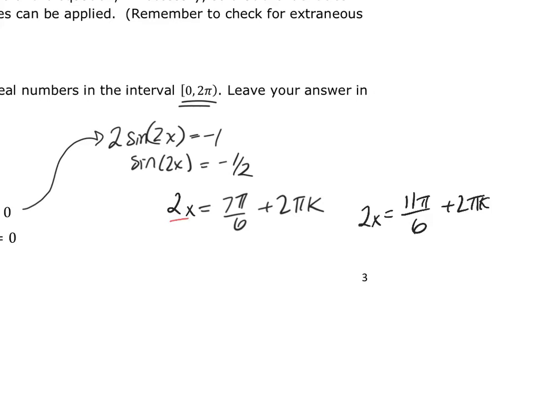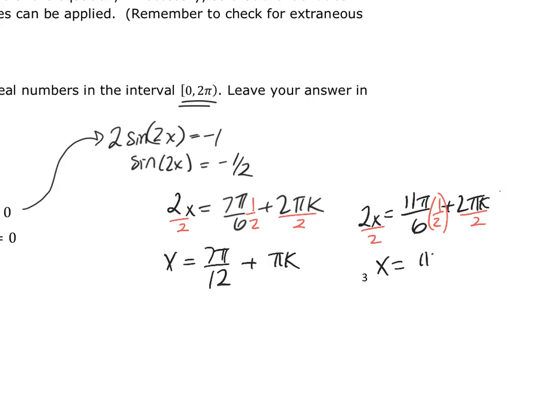So I'm going to divide this by 2, I'm going to divide this by 2, and I'm going to divide this by 2, and the way I'm going to do that is with a multiplication. Multiplying by 1/2 is the same thing as dividing by 2. So I end up with x is equal to 7 pi over 12 plus pi k. And I'm going to do the same thing to the other one. Divide this by 2, divide this by 2, and divide this by 2. And so I get x is equal to 11 pi over 12 plus pi k.